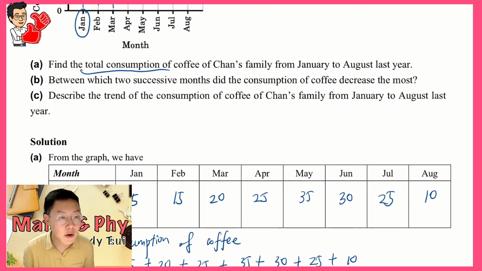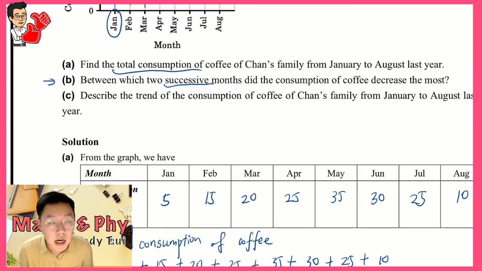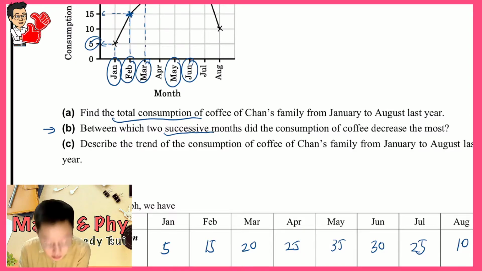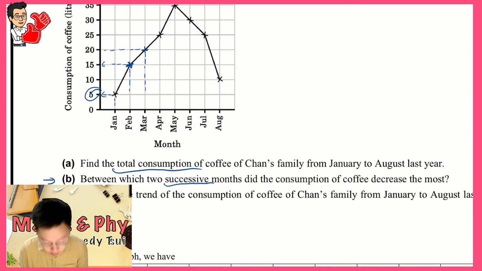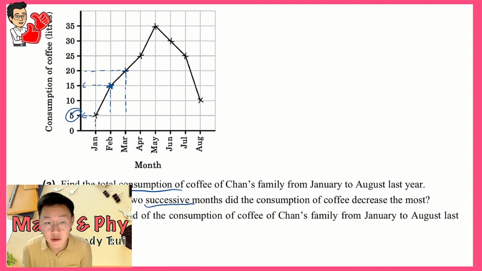So now we look at part B. Part B: between which two successive months did the consumption of coffee decrease the most? So what's the meaning of this part B? Successive means continuous months. Two continuous months. For example, February and March are two successive months, and May and June are two successive months as well. So throughout these months, which two months did the consumption of coffee decrease the most?